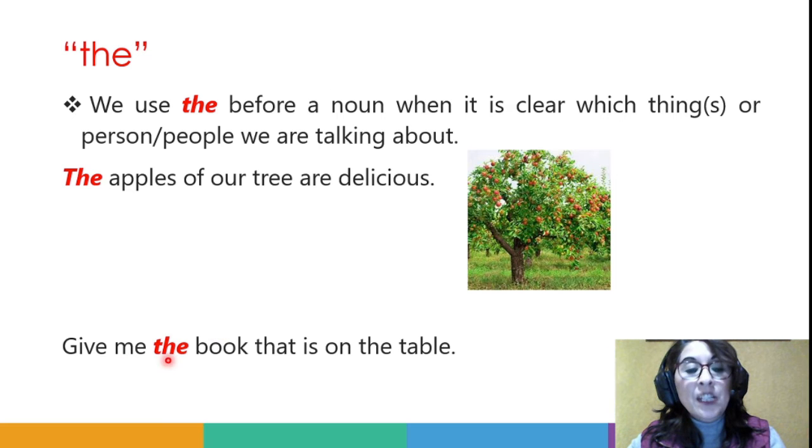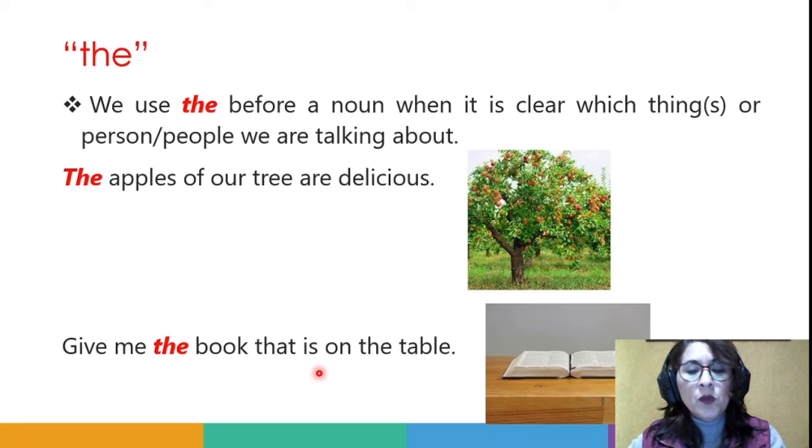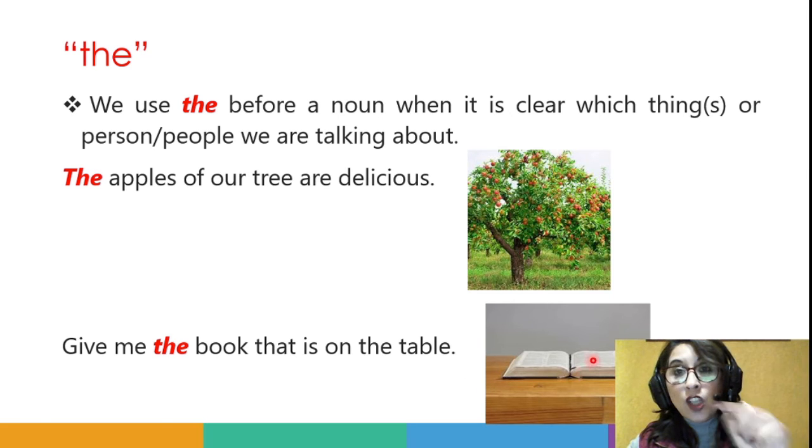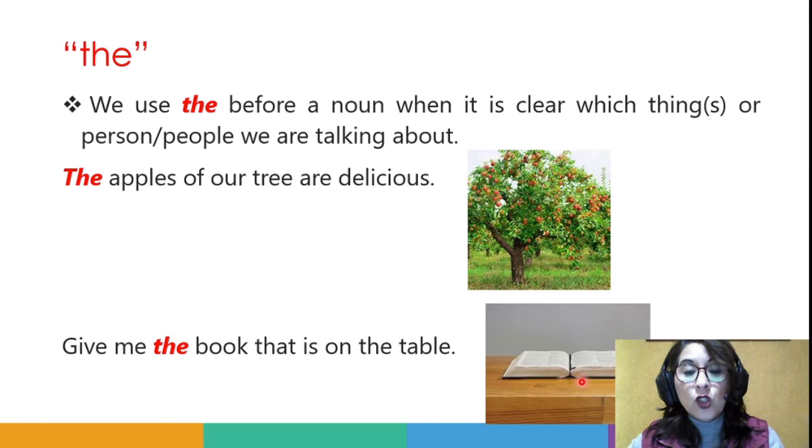And this is, give me the book that is on the table. Which book? This book that is on the table. So you know a specific book, right? So you are going to use "the" when you know the thing or person that you are talking about.